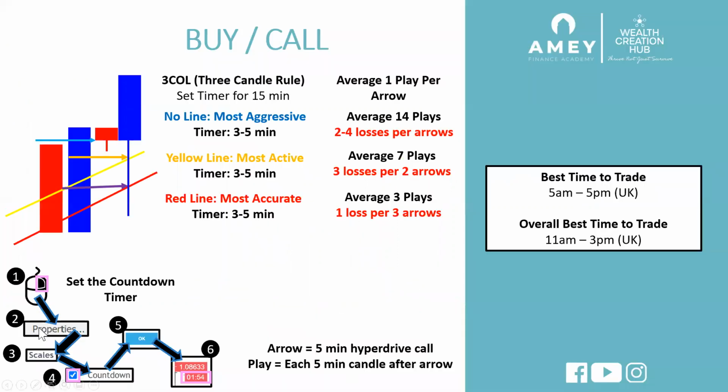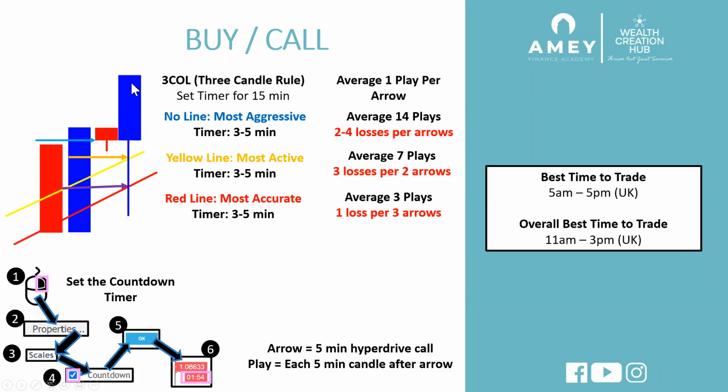You can see here, you can get the timer. Now hyperdrive arrow calls 5 minutes. There's a play every 5 minutes after the arrow is called. Once you've done your 4 steps, all you need to do is wait for the pullbacks to the lines, or even go in aggressively. But I always wait for when it pulls back to the lines. Then you can keep going and going because you've already done the first 4 steps.